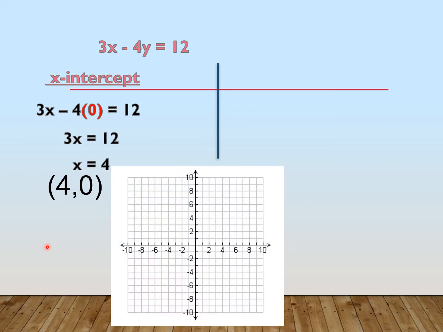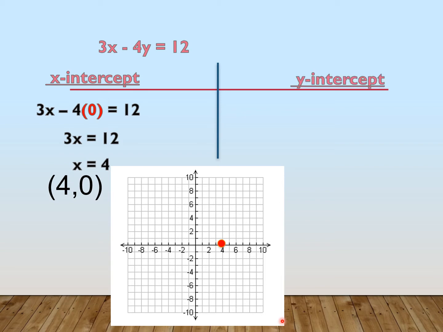So, nasan po ba ang (4, 0) sa Cartesian plane nating ito? So, 4 is the x-coordinate. So, we're going to plot 4 in the x-coordinate. Nasan po ba ang x-coordinate? Very good. Ito po yung horizontal line. So, where is positive 4? So, yun po yun.